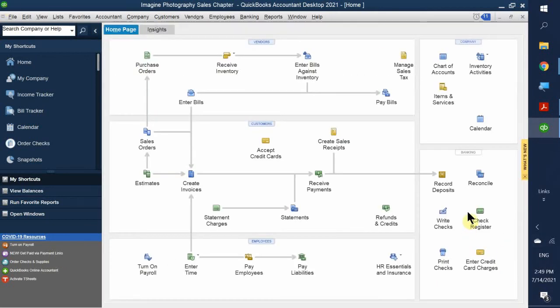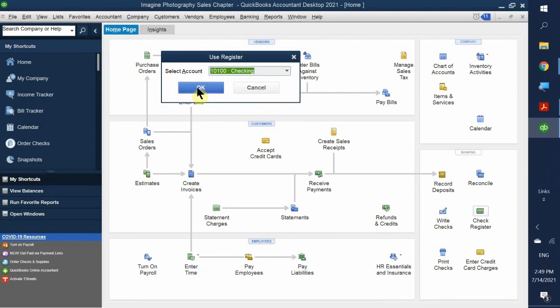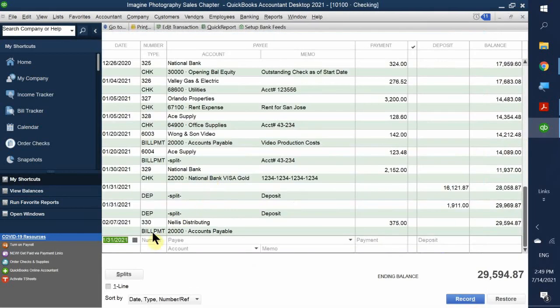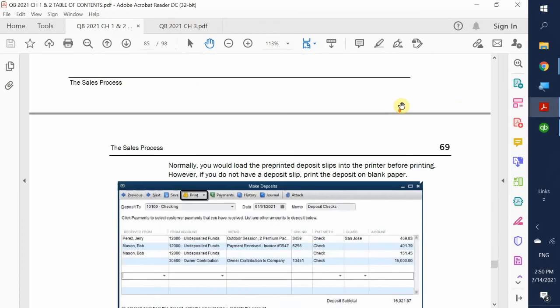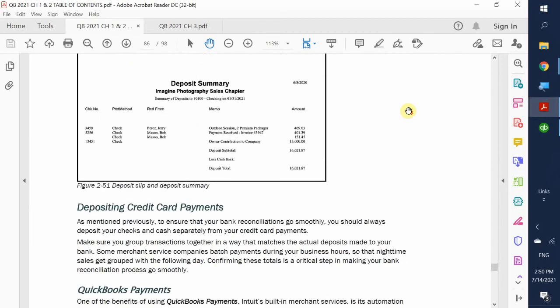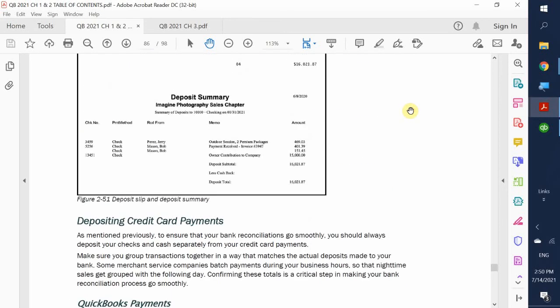And here, I go back to my check register and I'm going to notice this. Here, my check or my deposit was for the 1911. Okay? Any questions there? No. I don't think so. Okay. All right. So, the last section we have here is just going to be looking at reports.